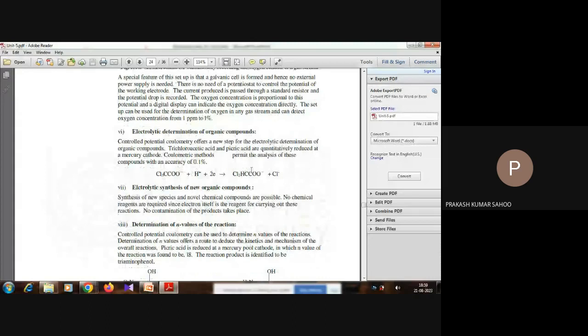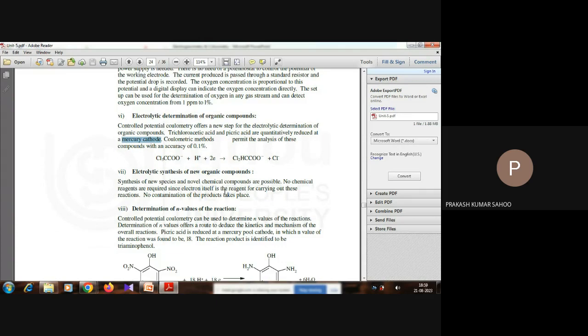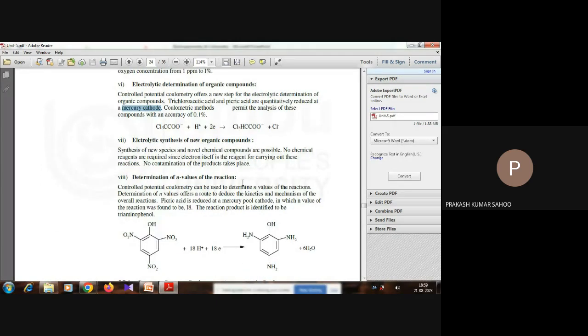Then electrolytic determination of organic compounds, for example trichloroacetic acid. Trichloroacetate will lose one chloride ion, and we have dichloroacetate. This is a reduction at the mercury cathode. Then the electrolytic synthesis of a new organic compound can also be done.